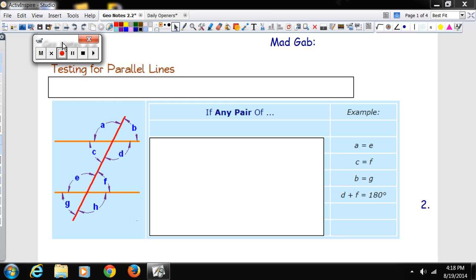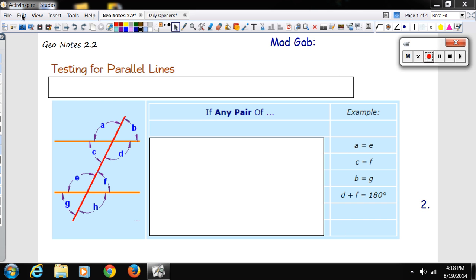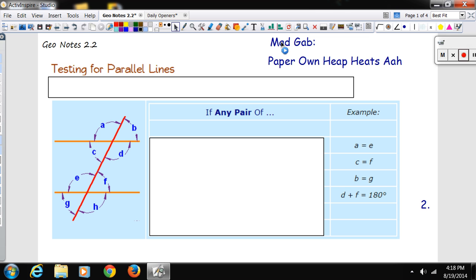Hey guys, here are your notes for section 2.2, and let's start us off with a Mad Gab just to see if you can get it and bring it to me tomorrow. First one: paper, own, heap, heats.